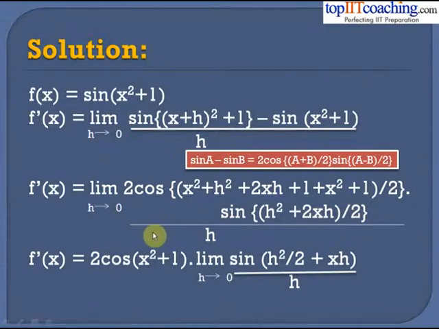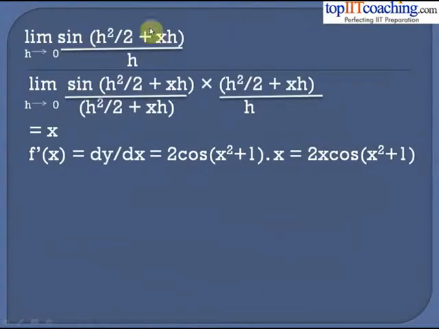Now this is again whole divided by h, and h tends to 0. Now when h tends to 0, we get f dash x equal to 2 times cos of x square plus 1, because these two terms will be equal to 0 and this would be equal to x square plus 1. Thus we get the expression as 2 times cos of x square plus 1 into the limit of this expression sine of h square by 2 plus xh whole divided by h when h tends to 0. We take the limit of this expression.